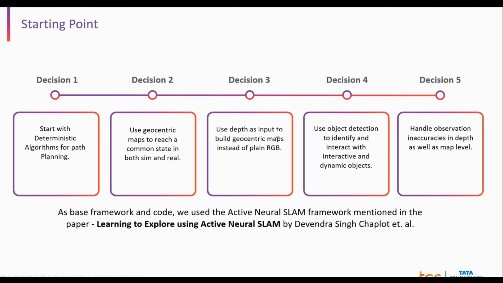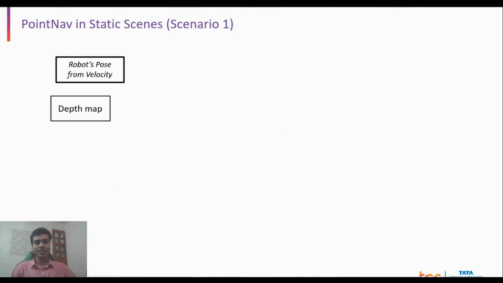All our starting code and the base framework is based upon the Active Neural SLAM framework from the paper Learning to Explore Using Active Neural SLAM that was written by Devendra Chaplot and other authors and was published at ICLR 2020. The first scene, or the PointNav static scenario, is where we are provided with the depth image, the RGB image, and of course, the robot's pose and the robot's velocity, from which we can infer the robot's pose.